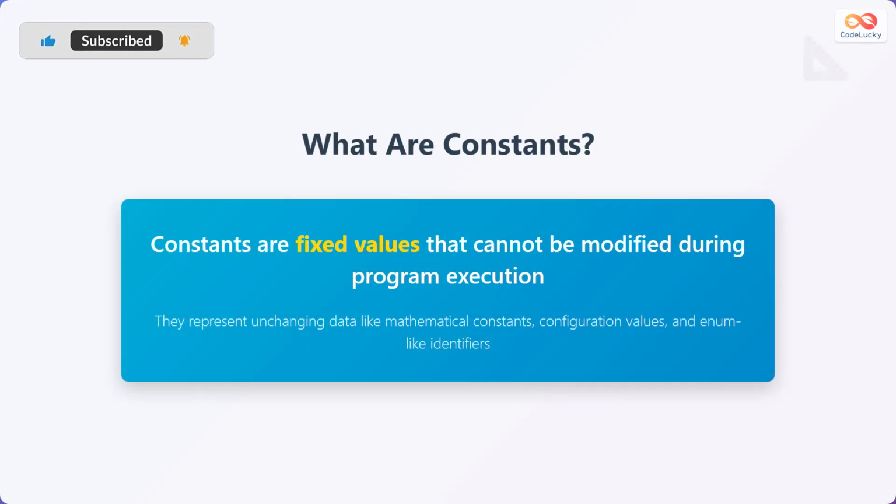So, what exactly are constants? Constants are fixed values that cannot be modified during program execution. They represent unchanging data like mathematical constants, configuration values, and enum-like identifiers. Constants are useful for defining values that should not change during the program's execution.